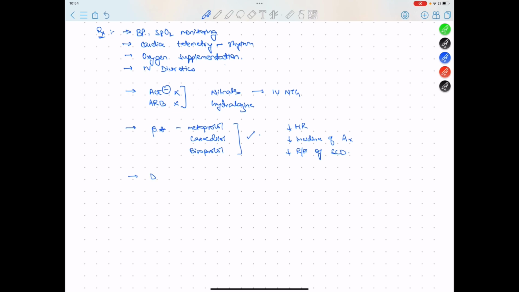Another catch here is digoxin. Surprisingly, this is safe in pregnancy, and this may increase the pumping capacity of heart. So this may augment contractility of heart, and also help with heart rate control. But the catch here is, as you know, digoxin toxicity is very common, so levels must be monitored.